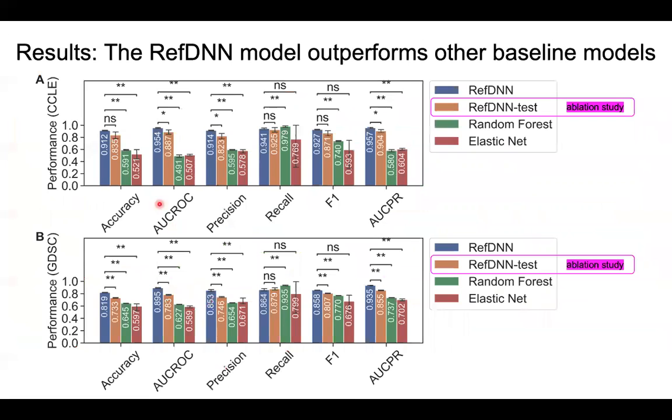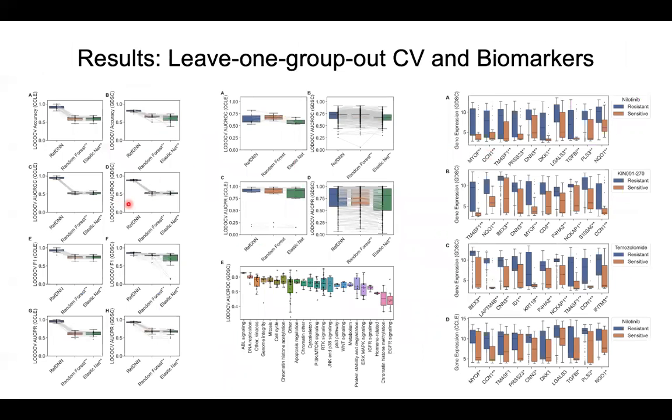Here are my results. Overall, I was able to reproduce most of the original results of this paper and confirm their main conclusions. Here I show that the RefDNN model outperforms other models as well as my test model. I further reproduced the new drug group cross validation and biomarker identification of this paper. For details, please refer to my report.